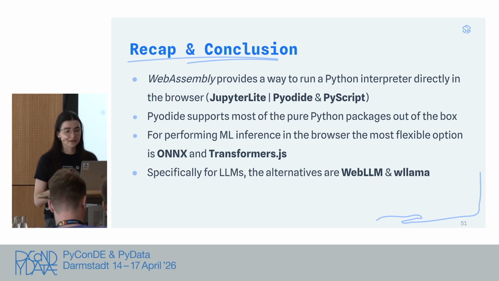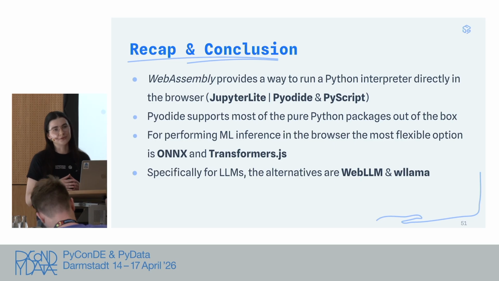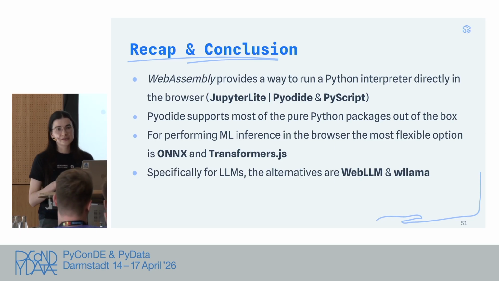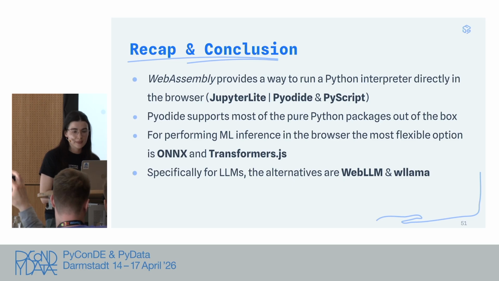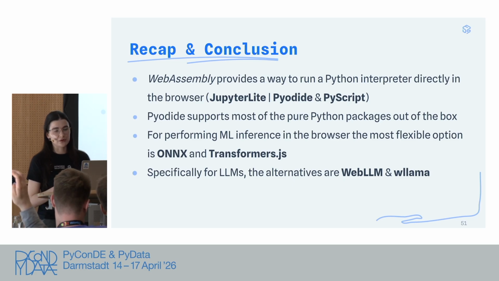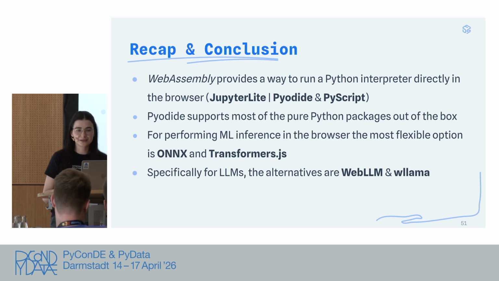For performing ML inference in the browser, the most flexible option is ONNX and by extension Transformers.js that can run on both CPU and GPU. Specifically for LLMs, the alternatives are WebLLM that has its own format and supports GPU only, and wllama that allows to run GGUF models on CPU. In conclusion, the ML ecosystem in the browser is still relatively new, but it's steadily maturing and allowing to implement more and more use cases every year, so we definitely encourage you to experiment with it.